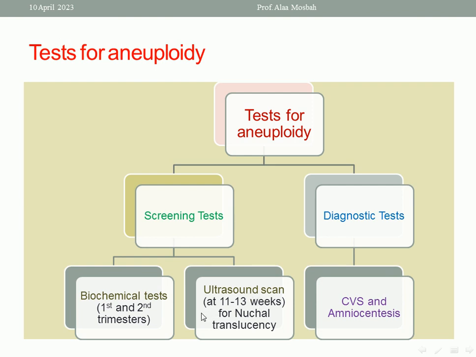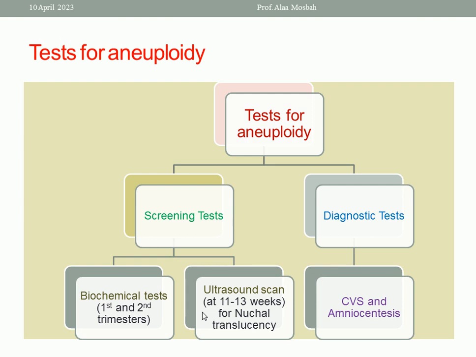Ultrasound scan in the first trimester, between 11 and 13 weeks gestational age, for nuchal translucency. The subcutaneous thickness of nuchal tissue. We measure the thickness using the ultrasound.